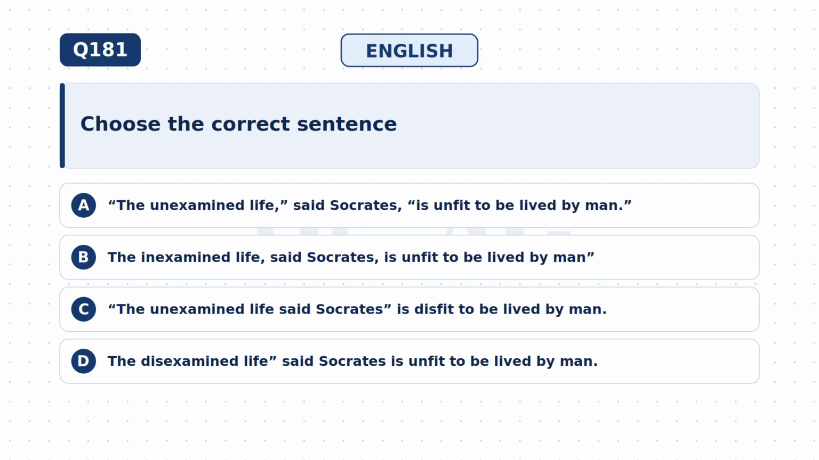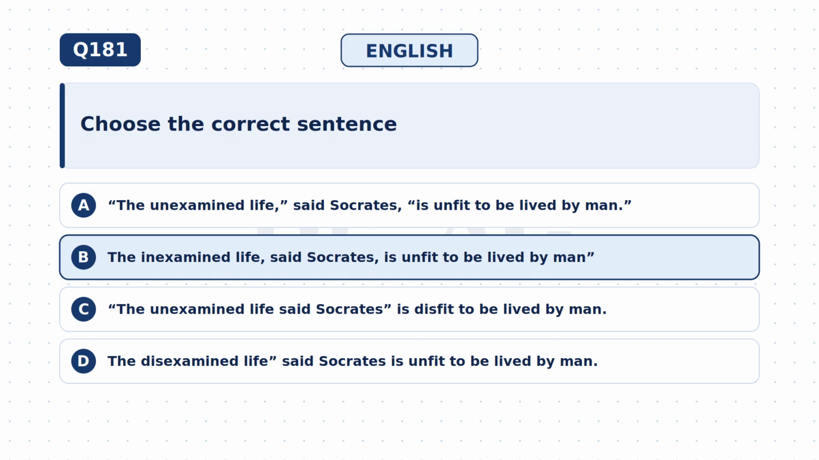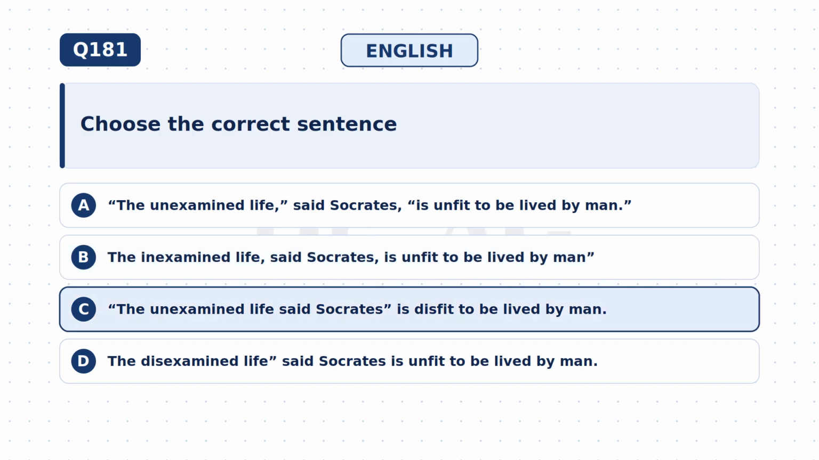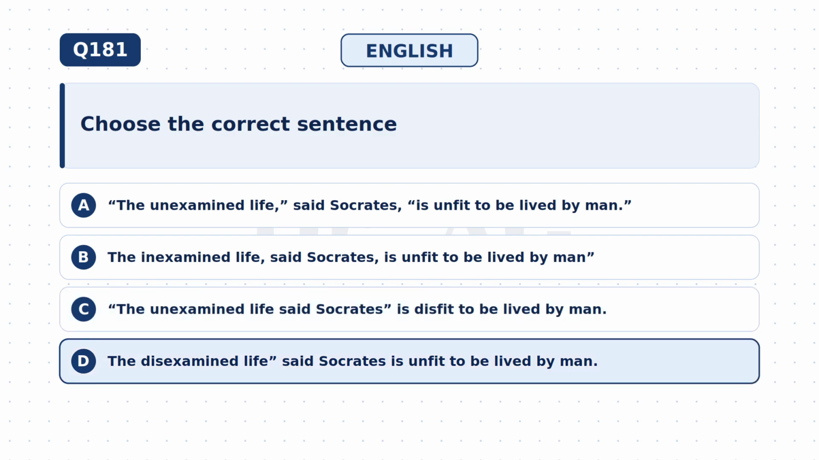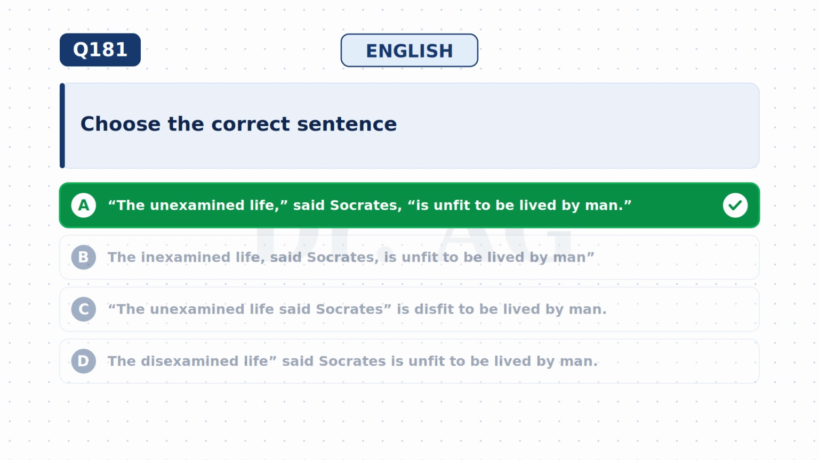Question 181. Choose the correct sentence. Option A. The unexamined life, said Socrates, is unfit to be lived by man. Option B, the inexamined life, said Socrates, is unfit to be lived by man. Option C, the unexamined life, said Socrates, is disfit to be lived by man. Option D, the disexamined life, said Socrates, is unfit to be lived by man. The correct answer is A, the unexamined life, said Socrates, is unfit to be lived by man.